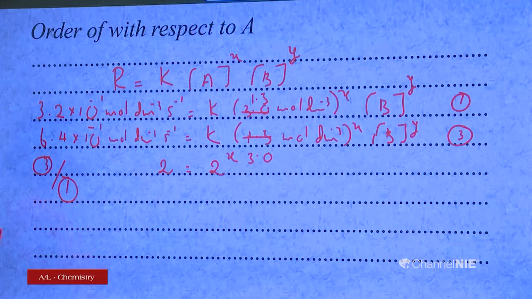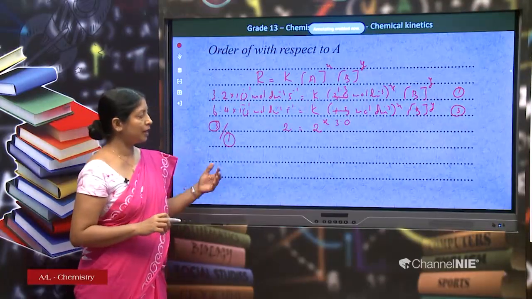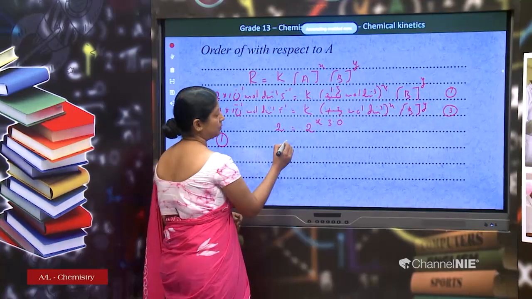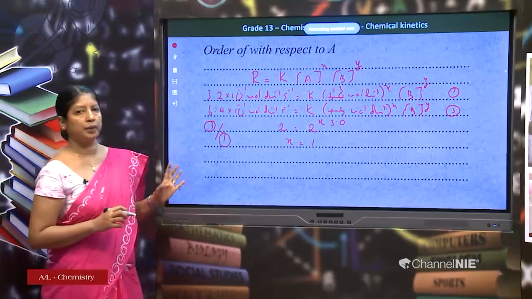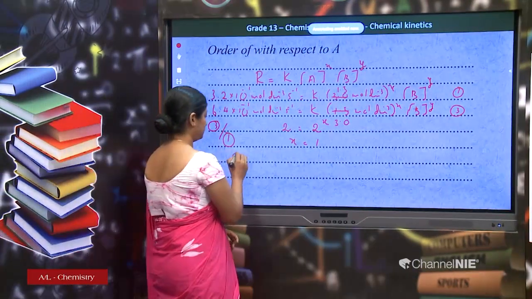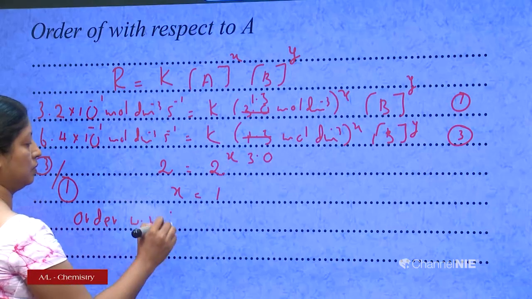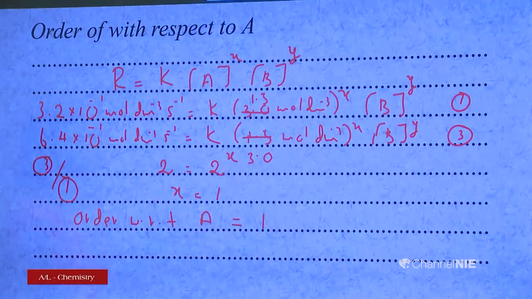So, then how do we simplify this one? Hereafter you have to apply your basic mathematical knowledge. So, then to get this relationship x should be 1. So, then the order with respect to A is 1. So, that is our first part.